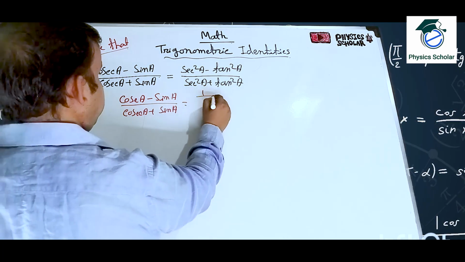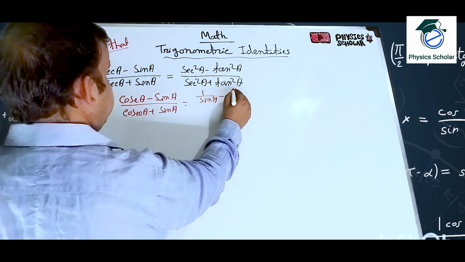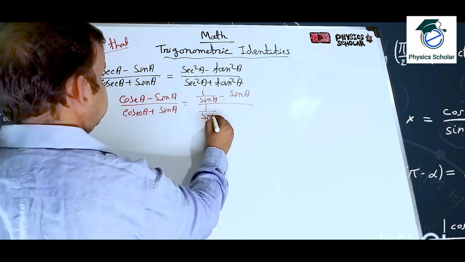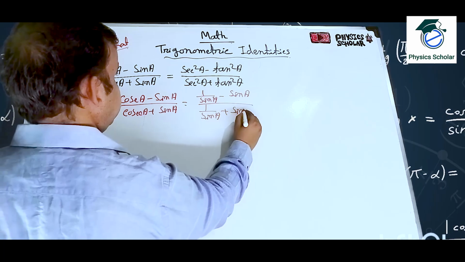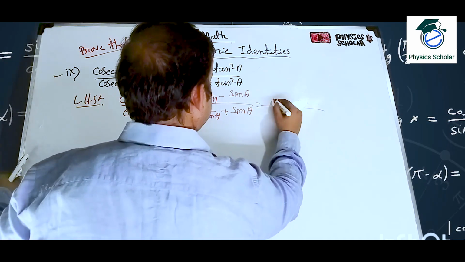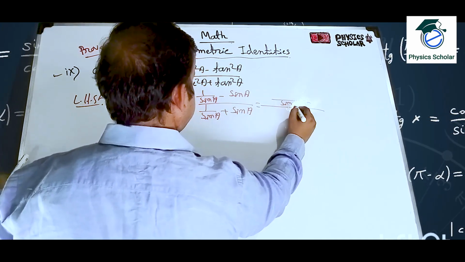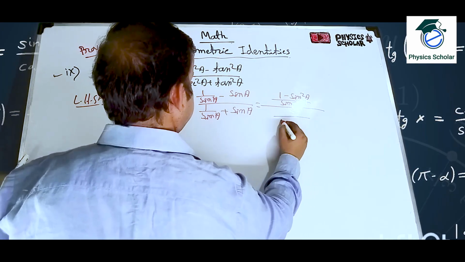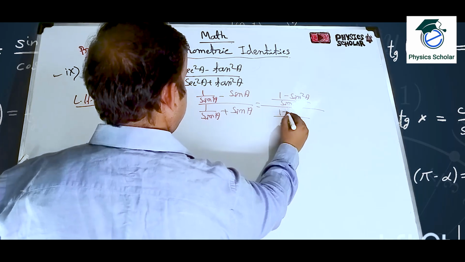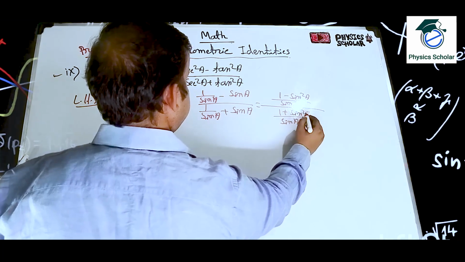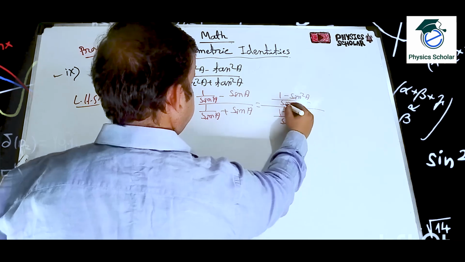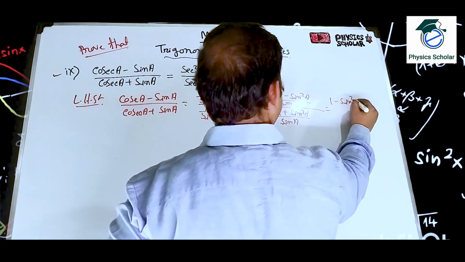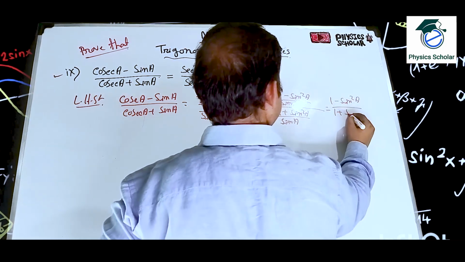Cosec means what? 1 by sin a minus sin a divided by 1 by sin a plus sin a. Sin a will be the LCM. So it is what? 1 minus sin square a divided by sin a, and 1 plus sin square a divided by sin a. Clear? So this will be cancelled. So what is coming? 1 minus sin square a divided by 1 plus sin square a.